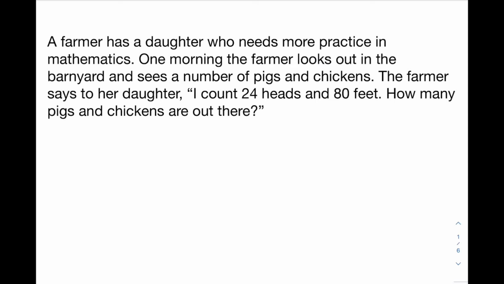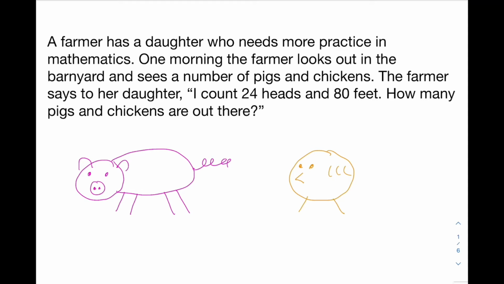Let's think about this problem. So we know we're dealing with pigs, and we know we're dealing with chickens, and we're going to be counting heads and feet. So let's draw some pigs and chickens. There's a reason I went into math, not into art, but you can see my pig and my chicken right here. And we can see that the pig has 1 head and 4 feet, and the chicken has 1 head and 2 feet.